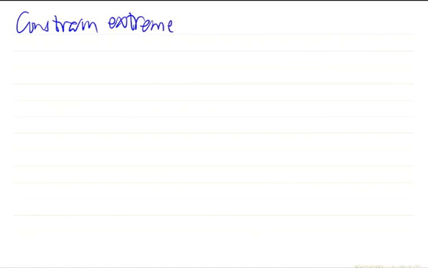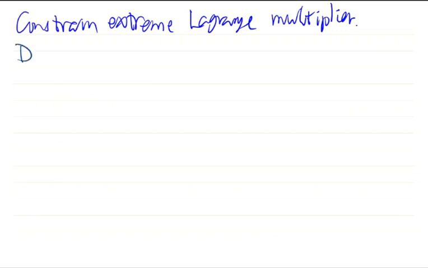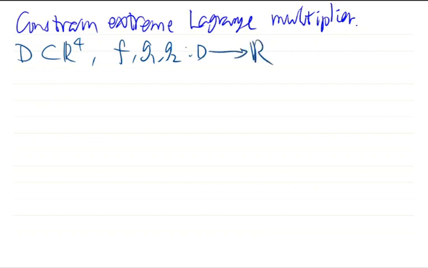And the Lagrange multipliers method. Okay, so what's the problem? The problem we consider is this. Suppose D is an open subset, say in R4, and F, G1, G2 are functions defined in the open set D.